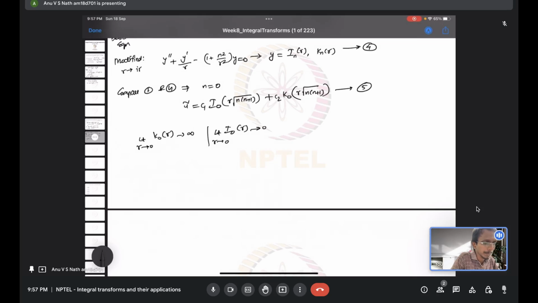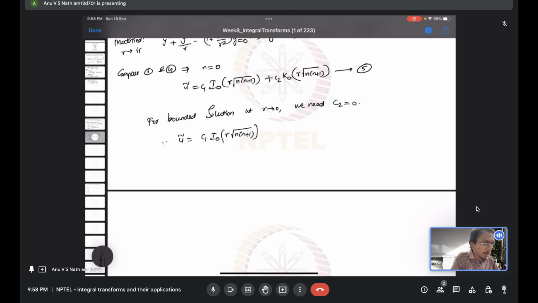Yeah, it's bounded. So for a bounded solution at r tending to 0, we need to eliminate the K function, the K0. For that, C2 should be 0, it should not be there in the solution. Thus the solution will be just C1 times I0 of r times the square root of n into n plus 1. Okay, now we have to find C1.